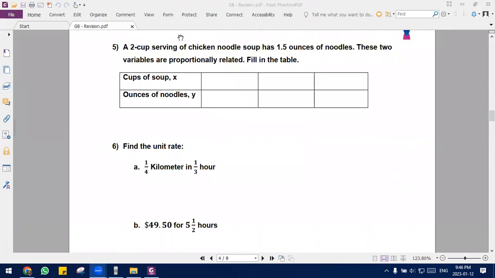Question 5. Sorry. We have a 2 cup serving of chicken noodle soup that has 1.5 ounces of noodles. These two variables are proportionally related. So we have a relation between them. We need to fill in the table. First of all, you place the first one. 2 cup serving, which is x. We have 2 cups of serving. And then the second one is 1.5.